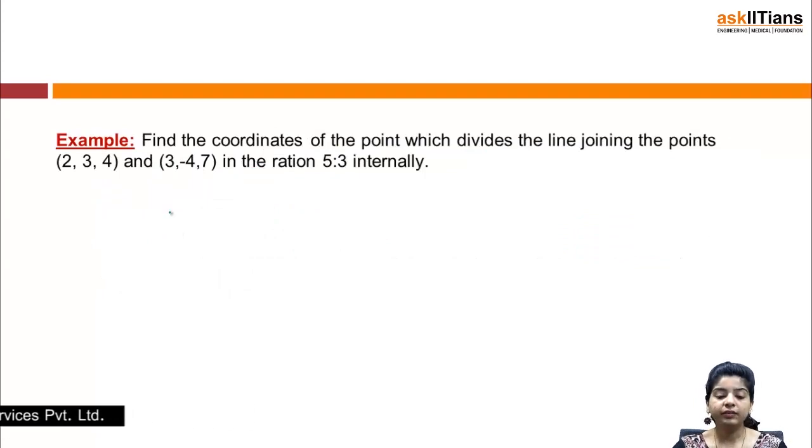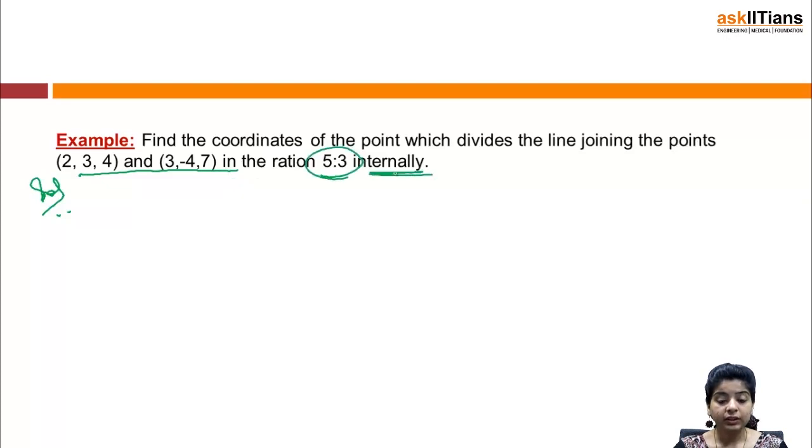Okay, now we have an example. I am sure by now, by this example you will be able to understand it very easily. Find the coordinates of the point which divides the line joining the points 2, 3, 4 and 3, minus 4, 7 in the ratio 5:3 internally. Just be cautious in reading this. This is internally. If it would have been externally, the formula would have been different.